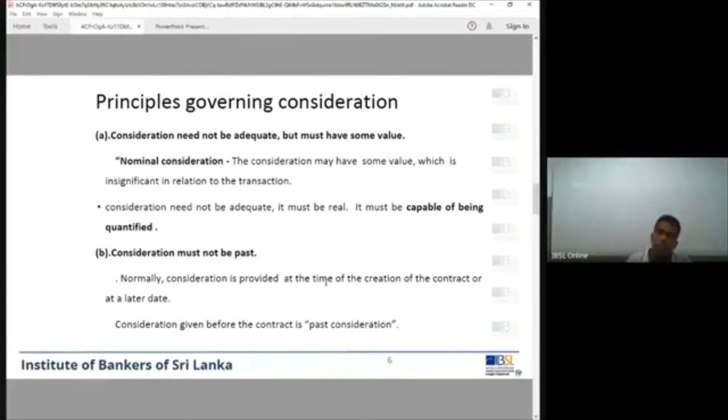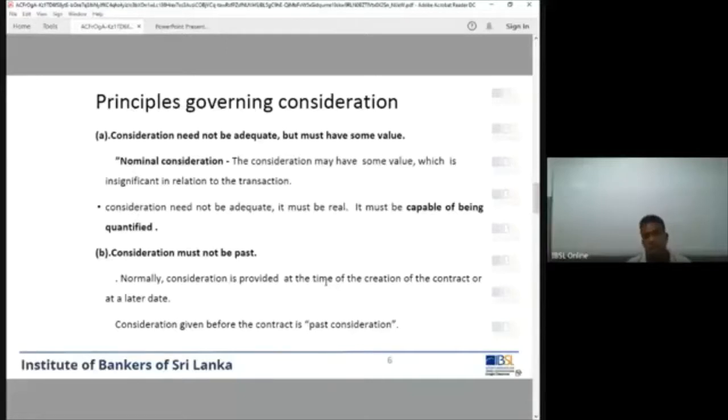Now, for example, if we say love and affection, can you put love and affection as a consideration? You can't, because you can't measure it. Can you say that your father's love is only, say, 1 million rupees? Can you quantify it? You can't quantify. So love and affection is a good reason under Roman Dutch law, but it cannot be considered as a consideration under English law because you can't quantify it.